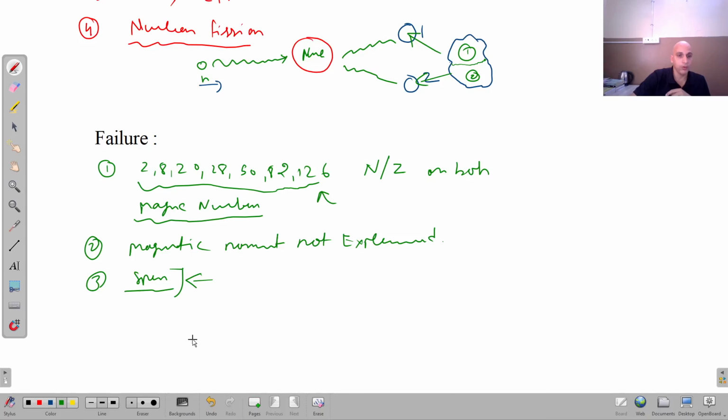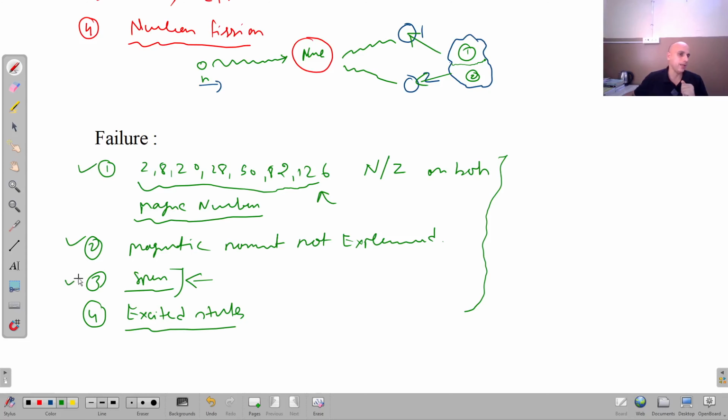One more failure that I want to tell you is that it is unable to tell why certain nuclei exist in excited states. It is also unable to explain why nuclei exist in excited states. So although there were many failures, these are some important failures which should be addressed. If we want to get a suitable or exact model of the atomic nucleus, then that model should answer these four questions at least correctly. So it laid down the foundation of further models which further explain all these things.